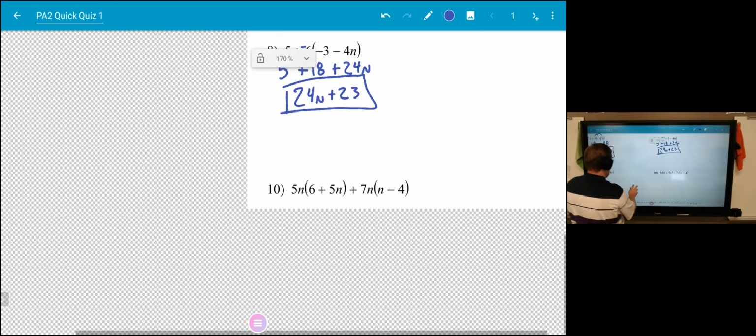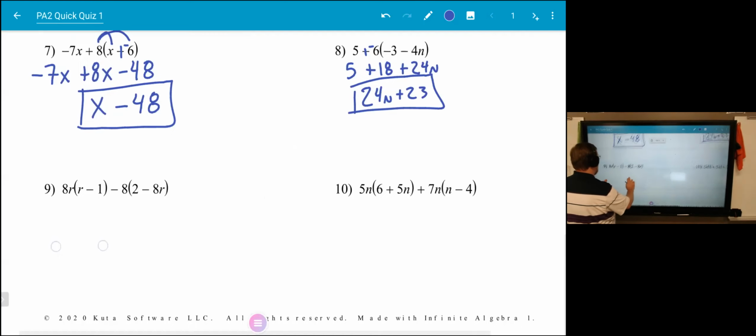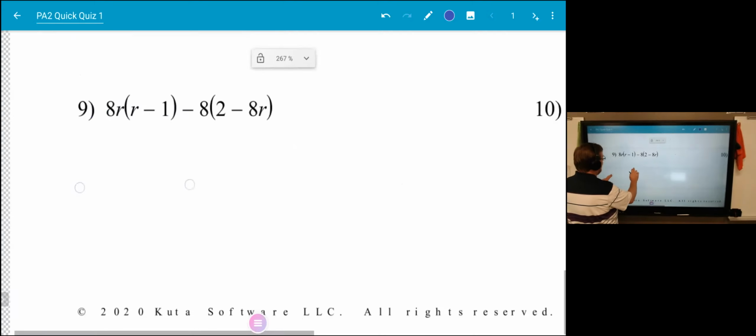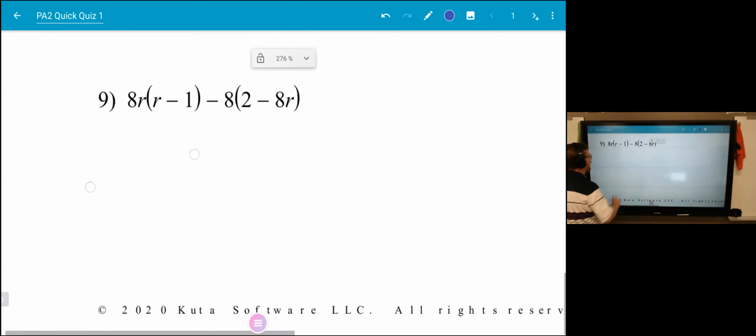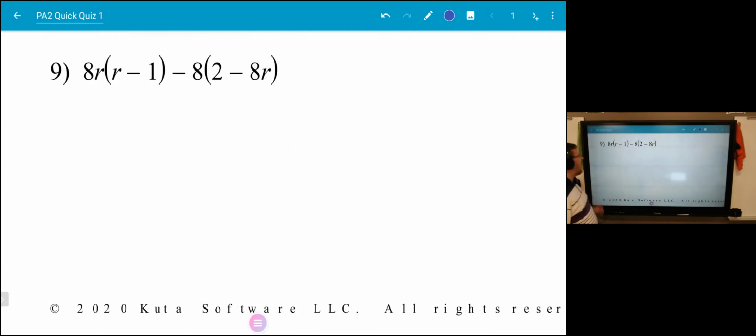Okay. Down to the last two here. We're gonna step up the game here. I've got 8r times r minus 1 minus 8 times 2 minus 8r. Two distributions, and now I'm distributing a variable through. It's the same process though. It's the exact same process. So we just have to do it twice.